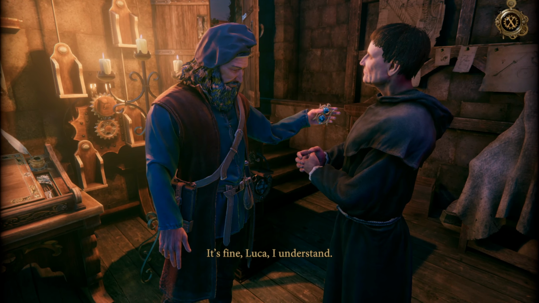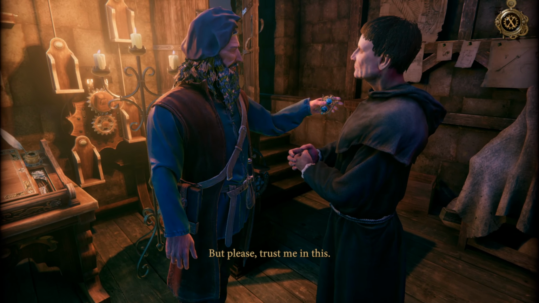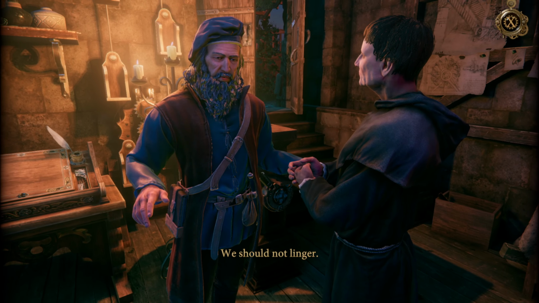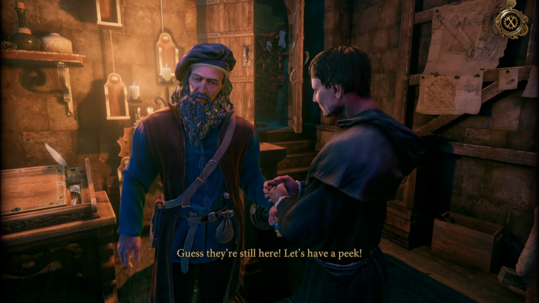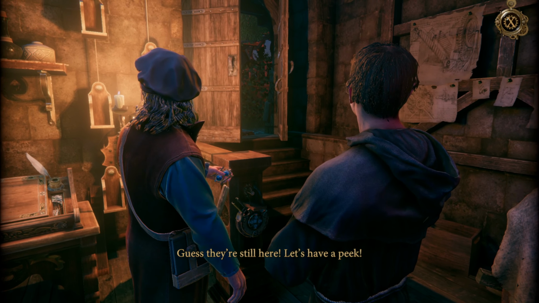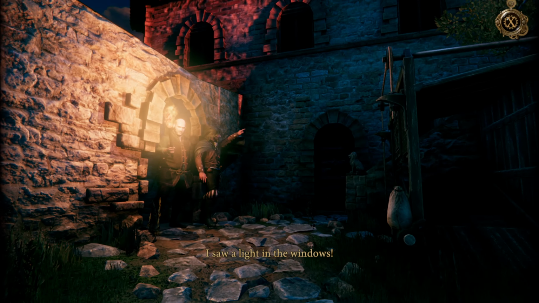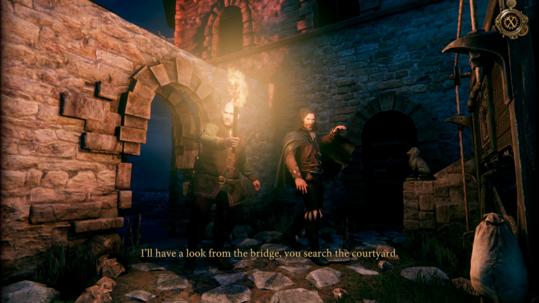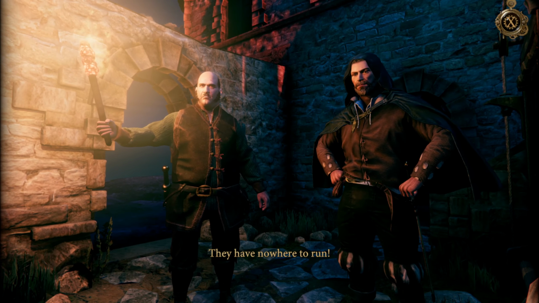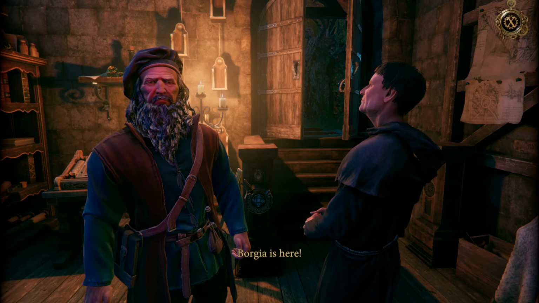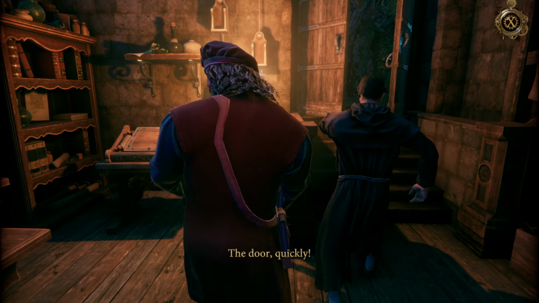But the decision how to do this is, of course, yours. It's fine, Luca, I understand. But please, trust me in this. We should not linger. We need to prepare for the journey so we can leave tonight. They're still here. Let's have a peek. I saw a light in the windows. I'll have a look from the bridge. You search the courtyard. They have nowhere to run. Borgia is here. The door, quickly.